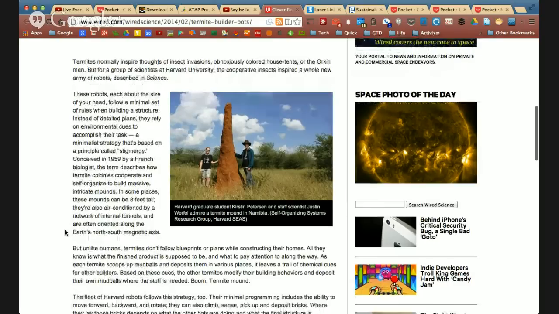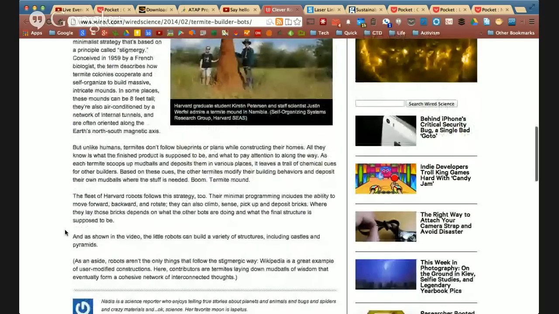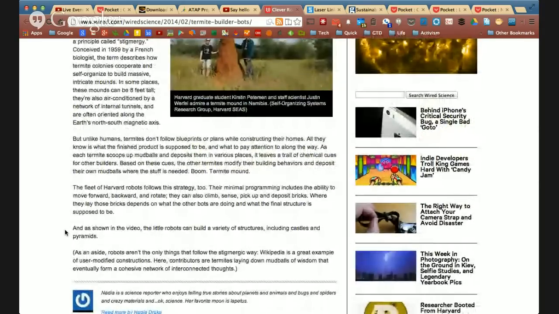So the story, it's a good read. It's a simple read. It talks about how when termites are building their mounds, they're not following some master blueprint that was preconceived. It's all innate, it's kind of imprinted. So what termites do is they go in, they scoop up mud balls, they move them around, and then as they go, they leave a chemical cue for the next termite that follows behind them. And then all this adds together, and you eventually get pretty amazing structures.